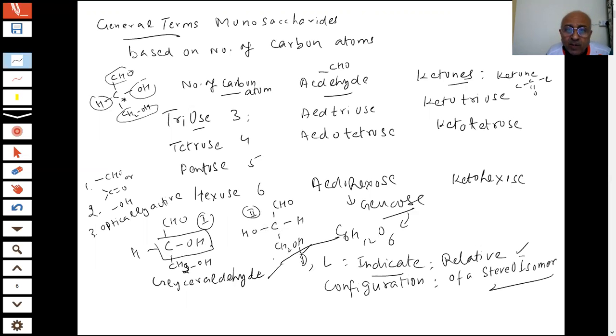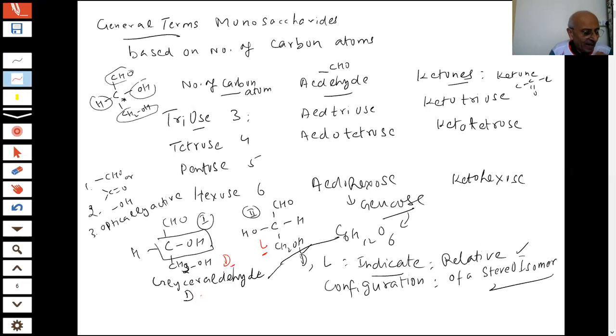And this is the last carbon you can see. This is the carbon next to the last carbon. And here you can see this is called D, big capital D, and this is called L. If the OH group on the carbon next to the last is on the right hand side, this is called D. This is my D glyceraldehyde. This is called L glyceraldehyde, by convention.